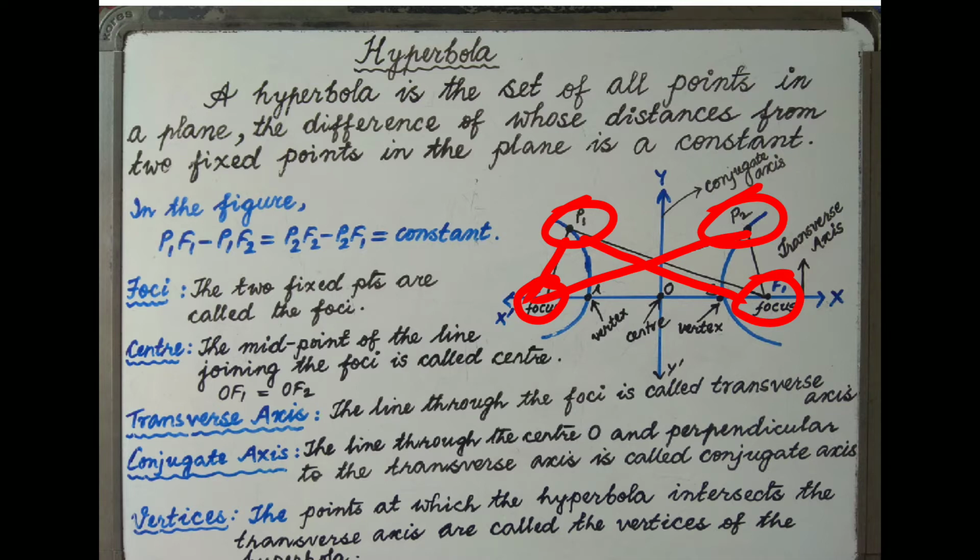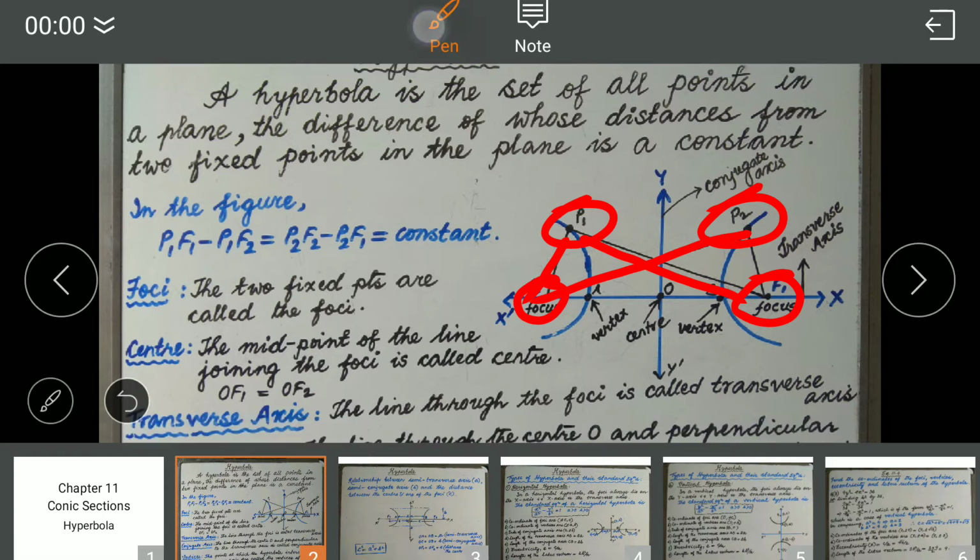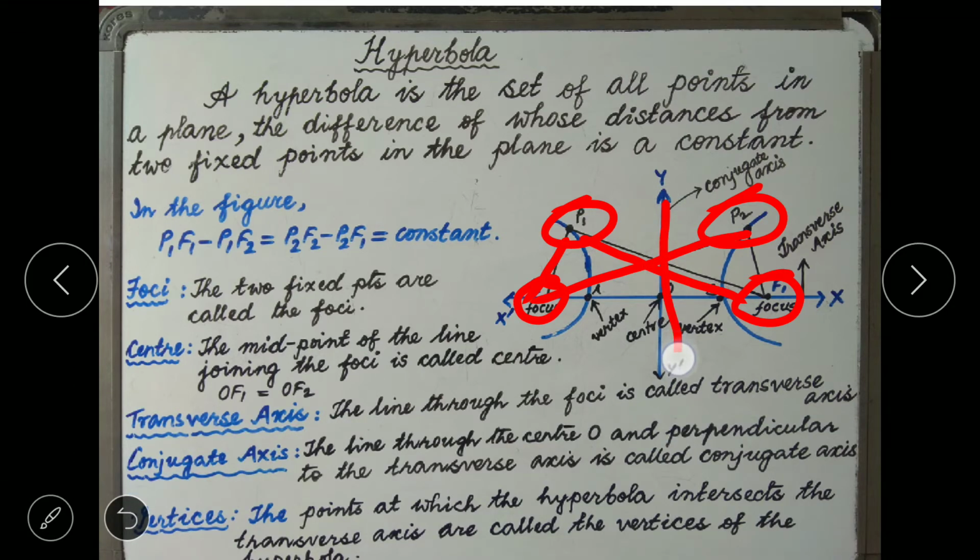Conjugate axis: perpendicular to the transverse axis, passing through the center. You can see the line passing through the center, the y-axis. It is perpendicular to the transverse axis. This line we call the conjugate axis.